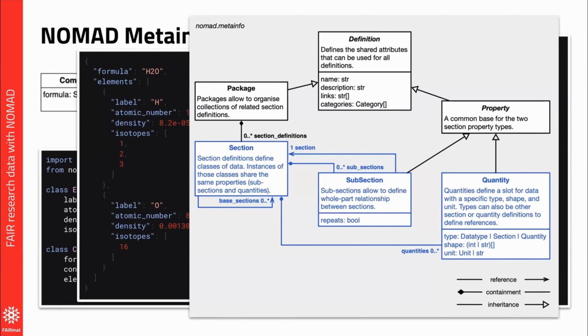Yeah, this is the formal model behind how the NOMAD schema works, basically the schema language, so to speak. There are lots of details, but the important thing to remember is that when you write a schema, you define sections, and sections can have subsections, so they can be connected to other sections, and they can have quantities, right? And quantities is where your actual data goes. If you remember these three things, sections, subsections, quantities, then you basically understand 90% of how the schema development in NOMAD works.